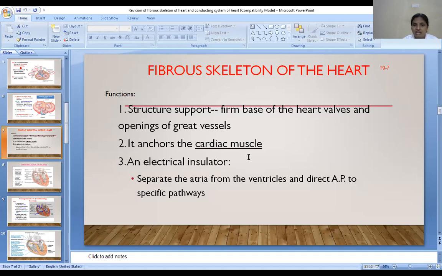Then it anchors the cardiac muscle. What is the meaning? Anchoring the cardiac muscle means this fibrous tissue receives the attachment of the normal muscle cells of the heart. What is that muscle? Cardiac muscle. On the upper, superior aspect of this fibrous skeleton, the atrial cardiac muscle is attached, whereas the lower surface gives attachment to the ventricular cardiac muscle. Then one more important function is that it is an electrical insulator.